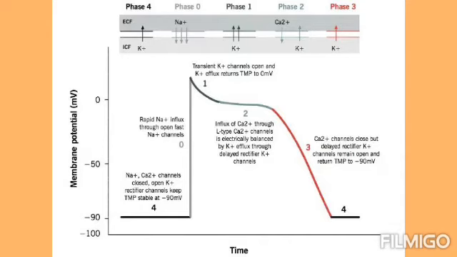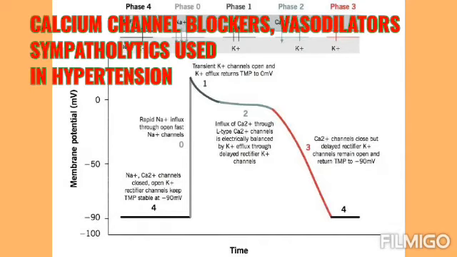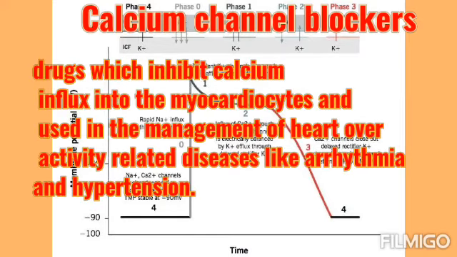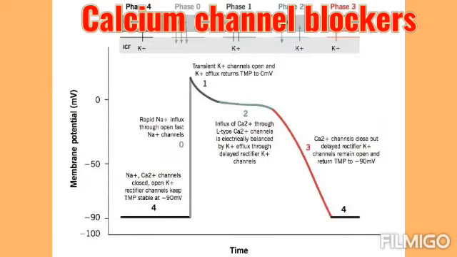So today I'll be talking about calcium channel blockers, vasodilators, and sympatholytics used in hypertension. First one, calcium channel blockers. What are they? Calcium channel blockers are a group of drugs which inhibit calcium influx into the myocardium and are used in the management of heart overactivity related diseases like arrhythmia and hypertension.